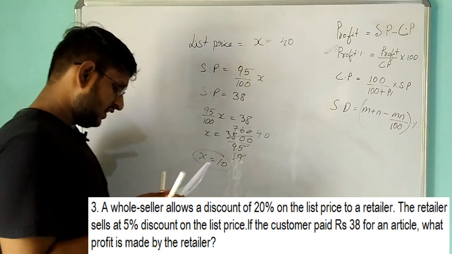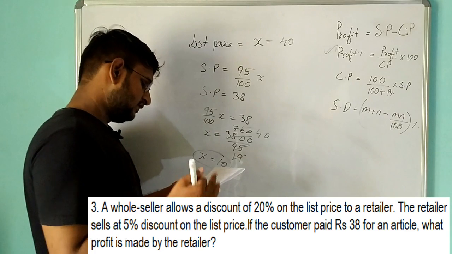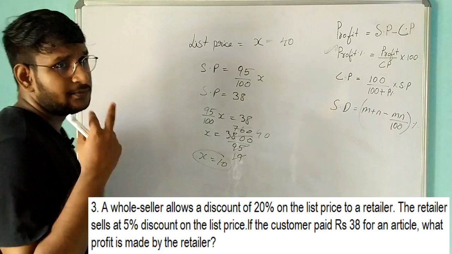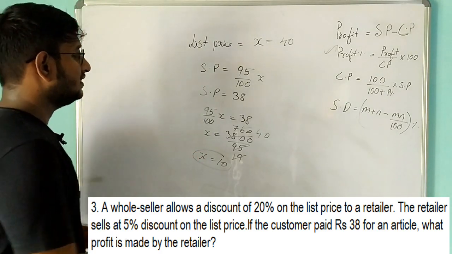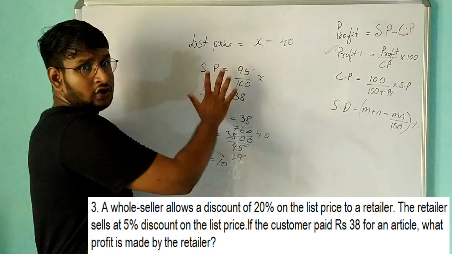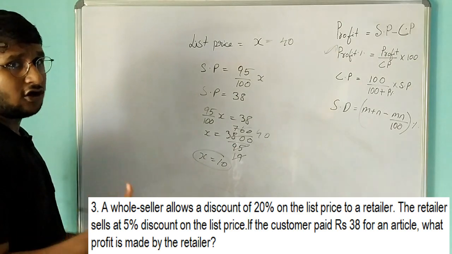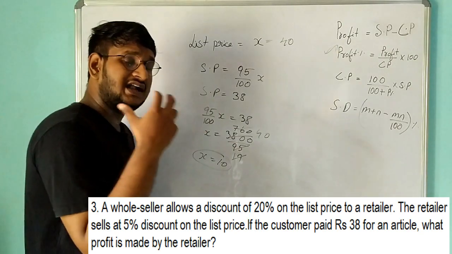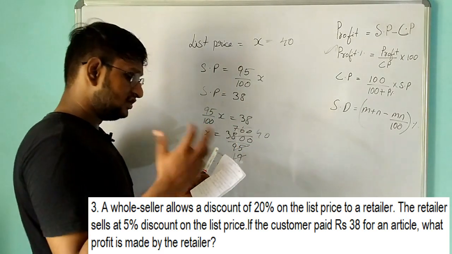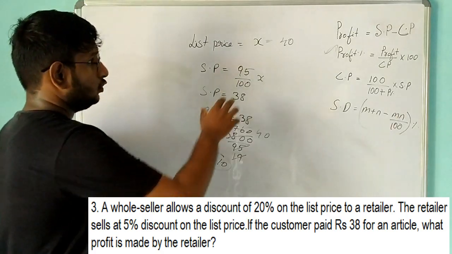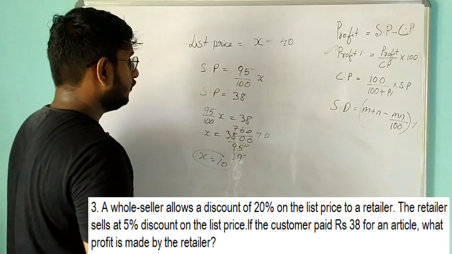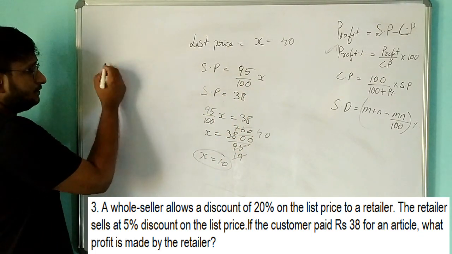Now they are asking us to find, if the customer paid 38 rupees for an article, what profit is made by the retailer. So the list price is 40 rupees and the selling price is 38 rupees. So what is the cost price? The cost price is the price at which the retailer bought from the wholesaler. The wholesaler allows a discount of 20% from the list price, so we have to find 80% of 40, which is the cost price.